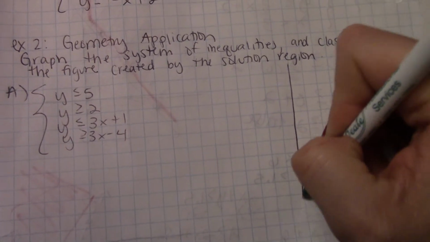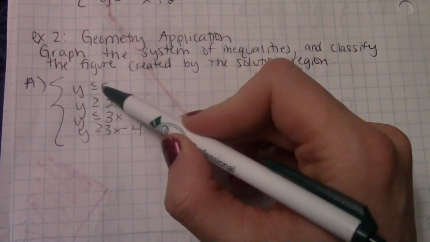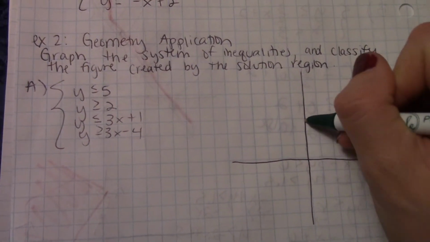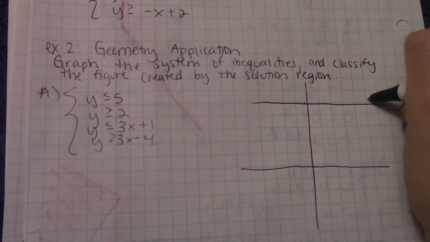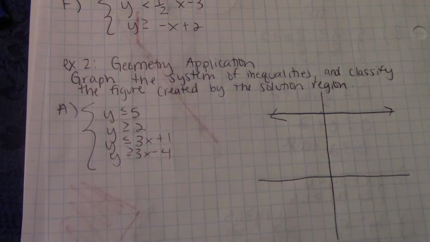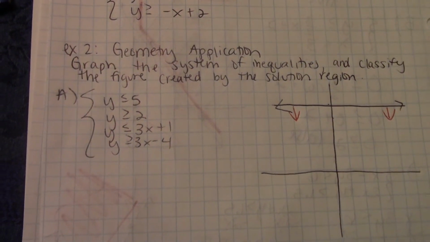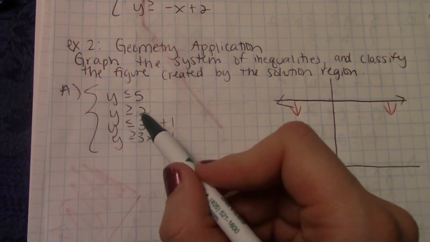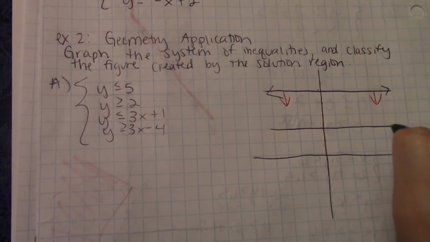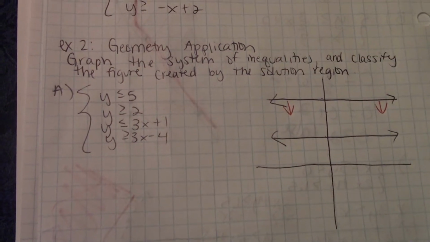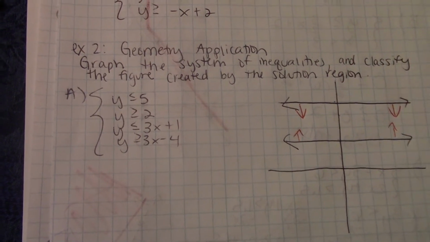If y is solved for, then you're good to go ahead and go. So we have y is less than 5, so 1, 2, 3, 4, 5. I'm going to put a solid line there. And it says less than, so that's below this line. And it says y is greater than or equal to 2, so y equals 2 is here. It's also a solid line. It says greater than though, so we need to be above it. So we are going to be somewhere between this line and this line.